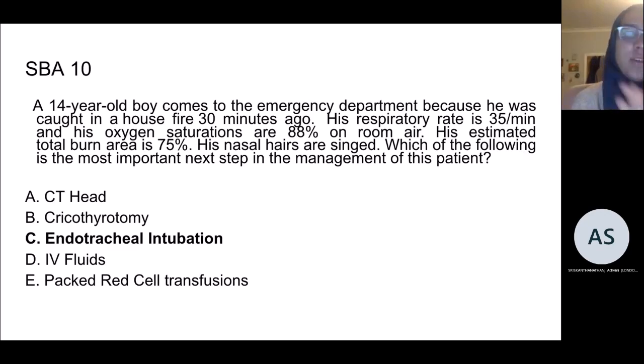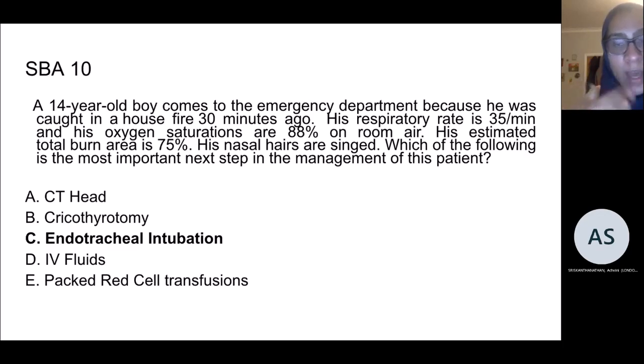So what you want to do with these patients is basically intubate them as soon as you can because they're at high risk of airway obstruction. And he already looks like he's going that way just because of his respiratory rate and O2 sats. So he's in respiratory distress. So you want to intubate these people as soon as possible to prevent any airway obstruction.